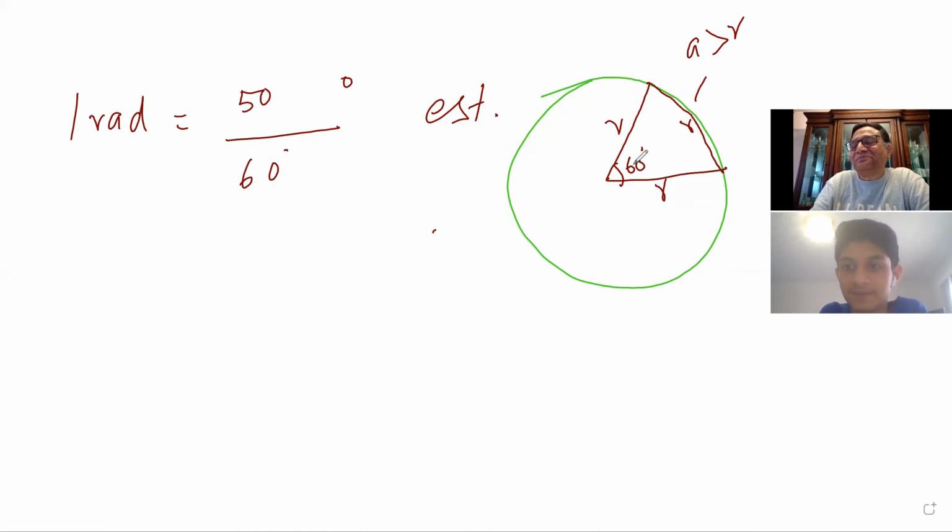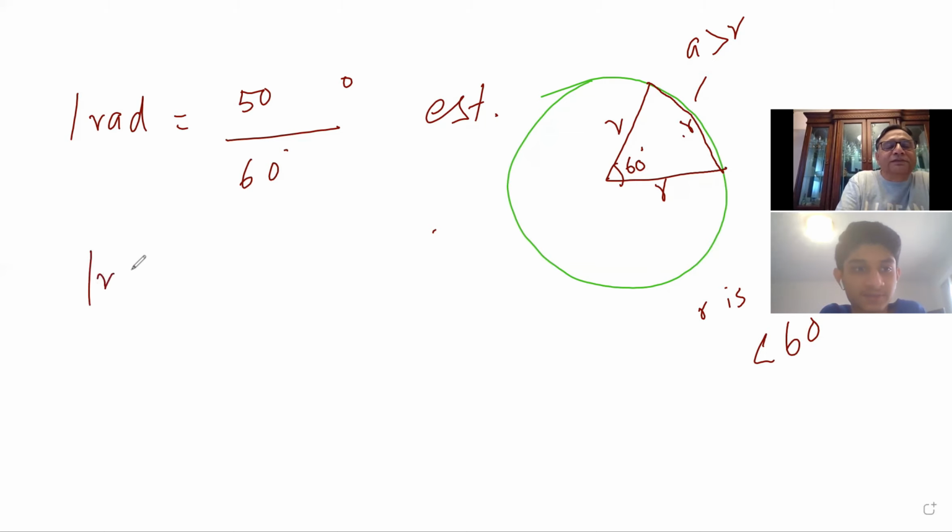But this R is actually smaller than A, right? So R is less than A. Therefore, the angle is less than 60 degrees, slightly. Just a little less. You can use a calculator to find the exact value.